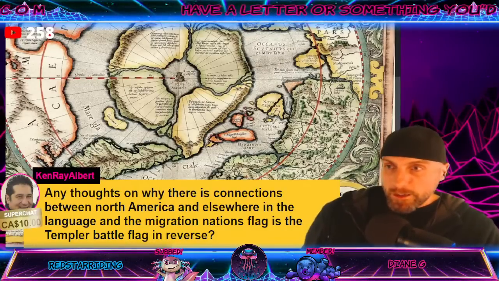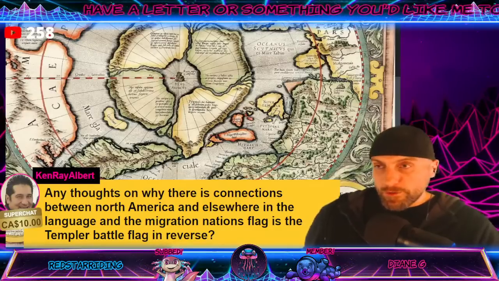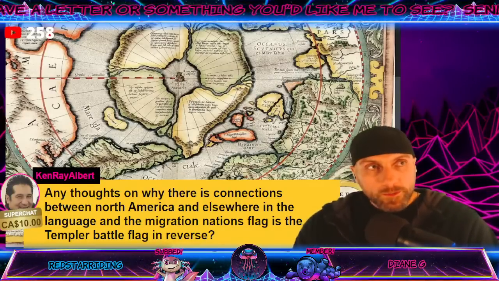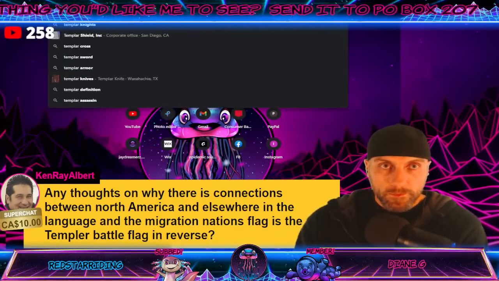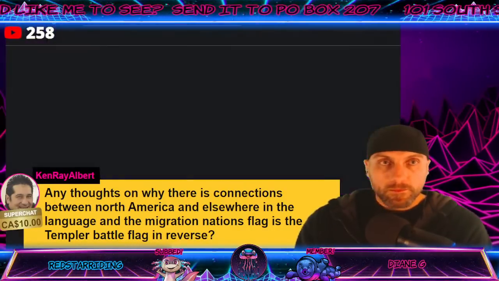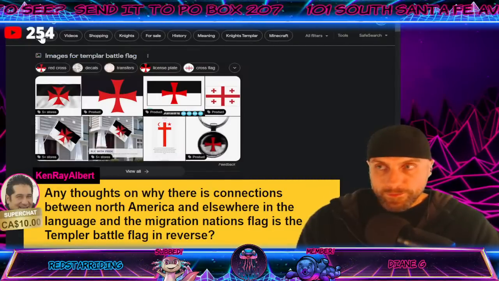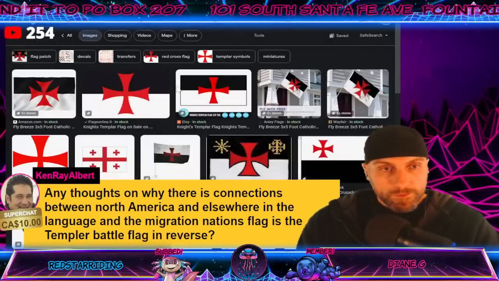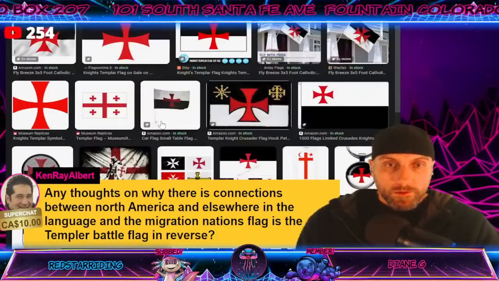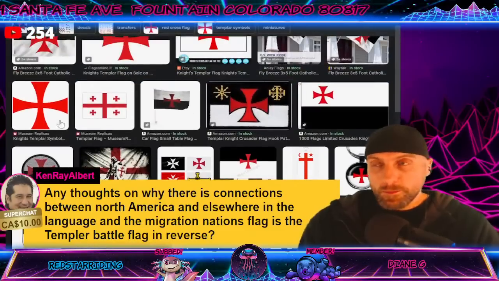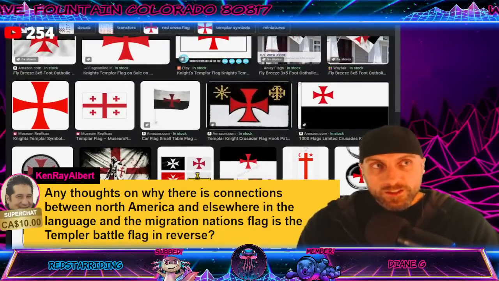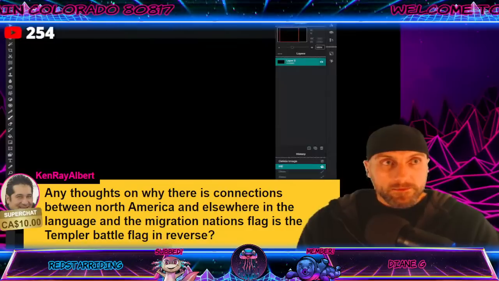Nation's flag is the Templar battle flag in reverse. I'm not sure. Let me look up Templar battle flag. I don't know what that is. Oh, this one? Is that what you're talking about? So this is used all over the place. This is, you know, a cross in some places. This is the Tav. This is just where to go.